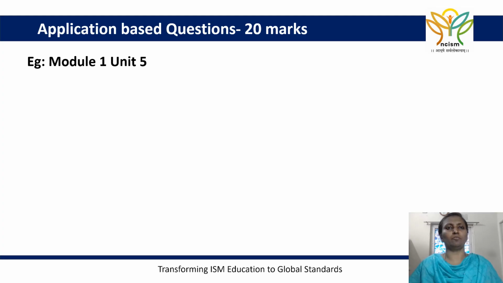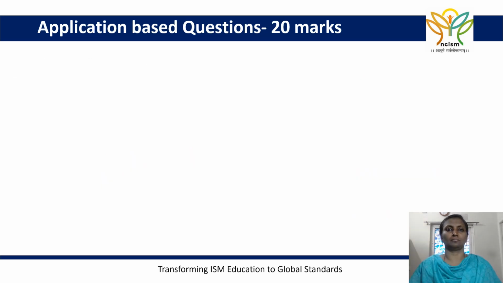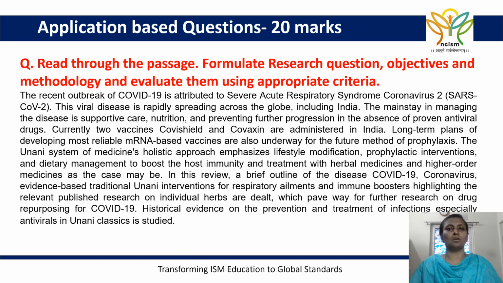Let's see an example from Unit 5 of Module 1, Research Question and Hypothesis, to understand how an application-based question can be framed. A passage may be given and the question can be framed as follows. Read through the passage, formulate research question, objectives and methodology, and evaluate them using appropriate criteria.